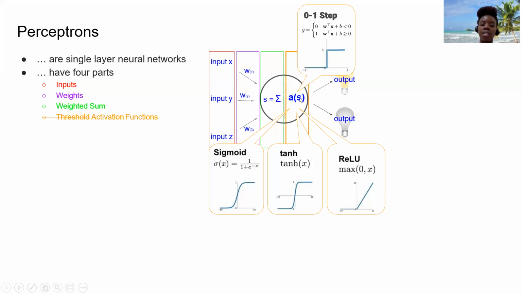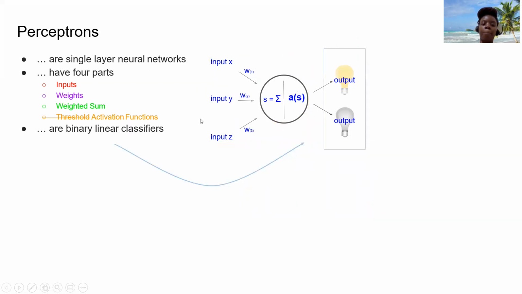There are various activation functions, such as the 0 to 1 step function, the sigmoid function, which is a bit smoother, the tanh function, or the ReLU function. In the coming classes, you're going to learn about these functions, but these are most of the functions we are going to use for the class. Also note that perceptrons are binary linear classifiers.